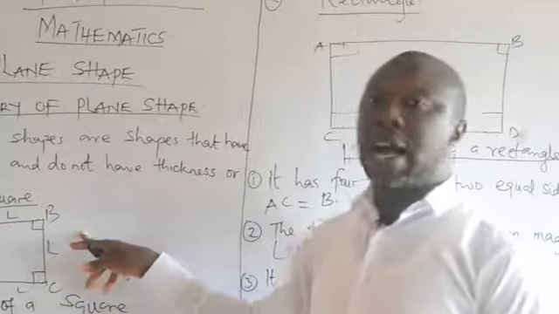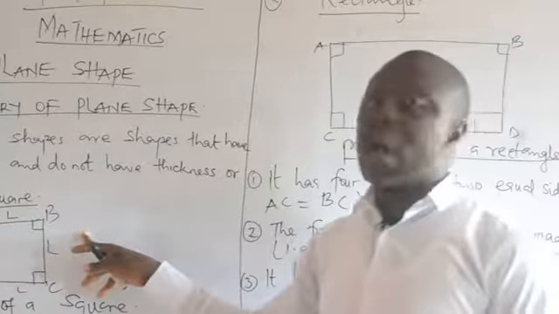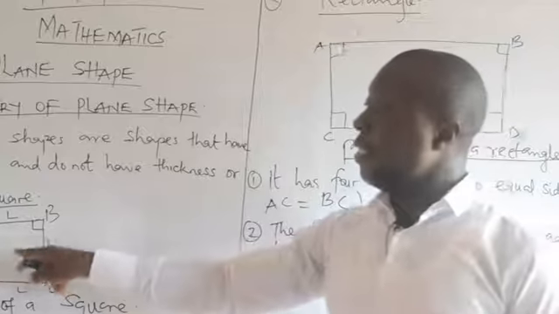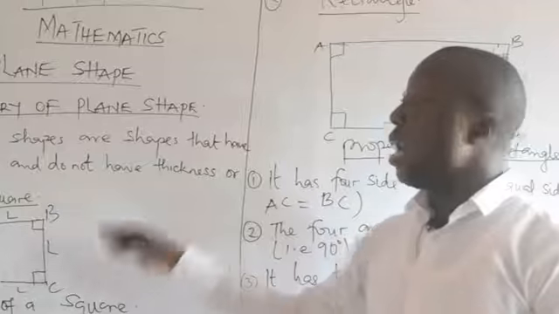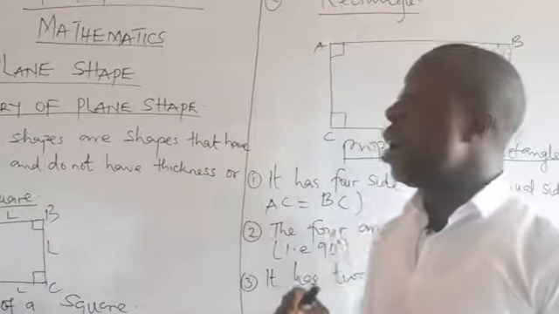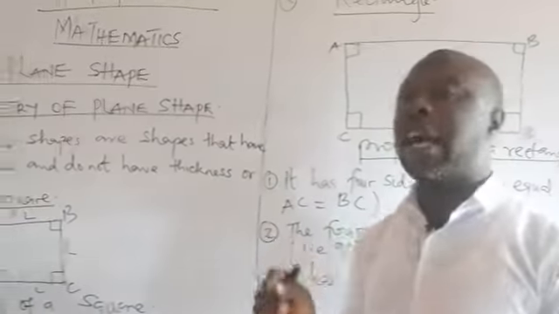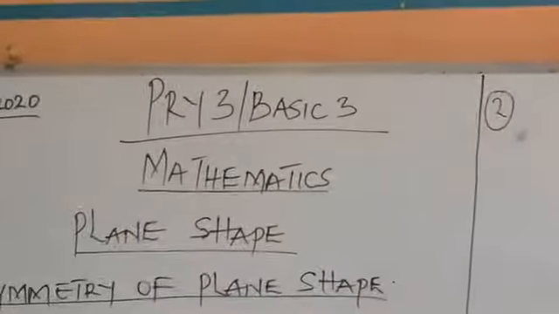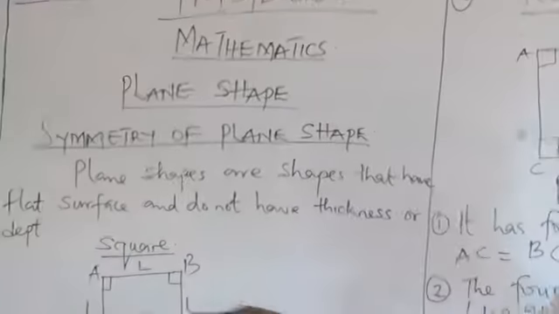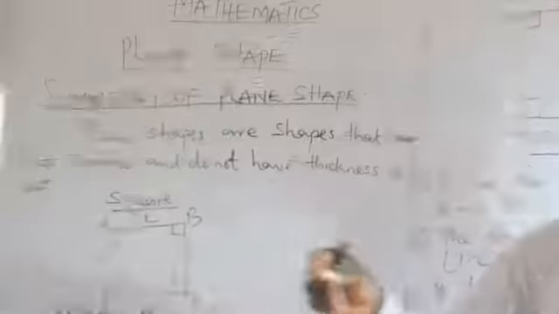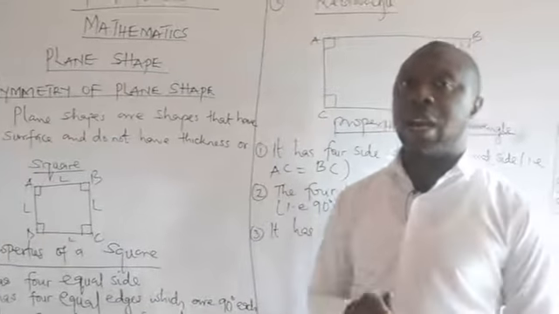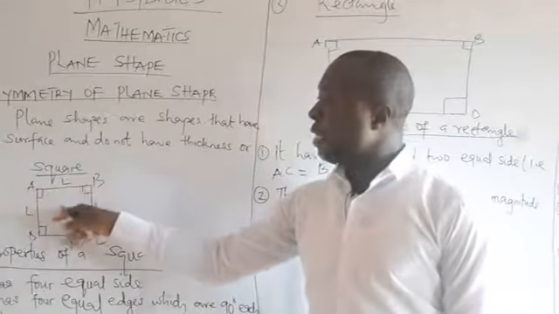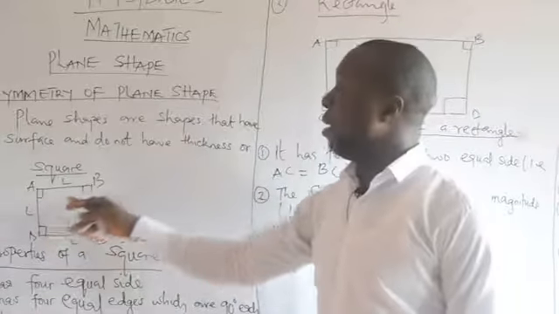Looking at the board, we have the diagram of a square. A square is a plane shape with four sides, or a polygon with four sides, and all the four sides are equal. This is the diagram of a square, A, B, C, D.